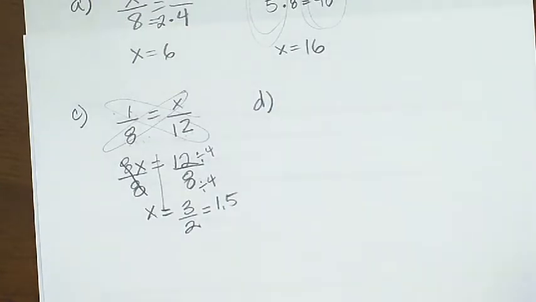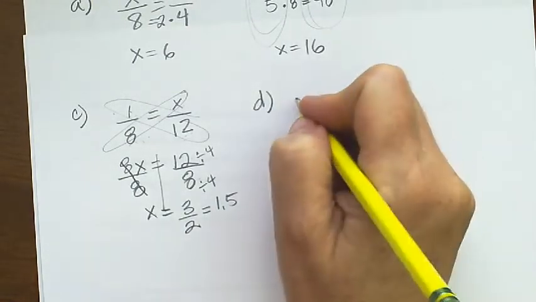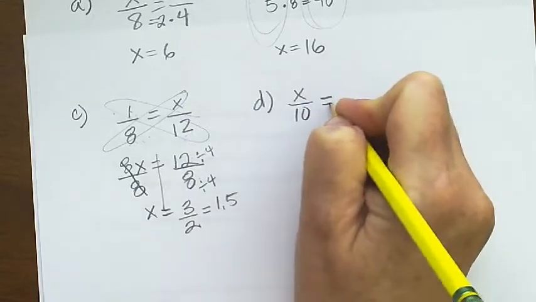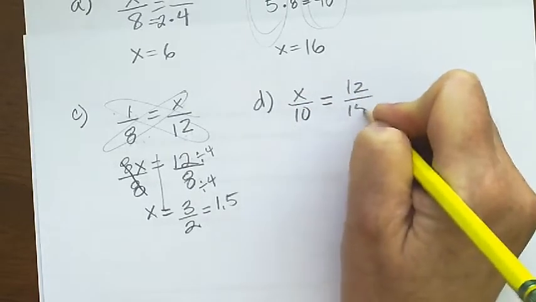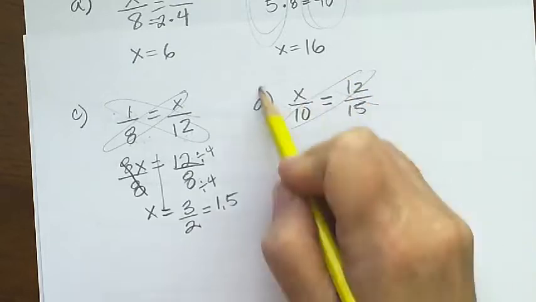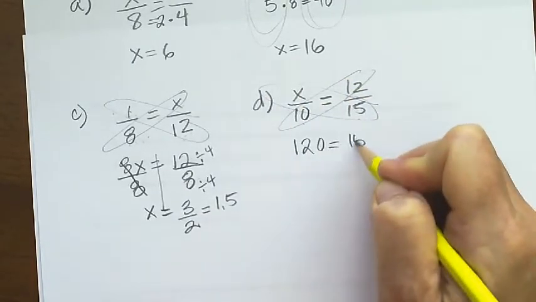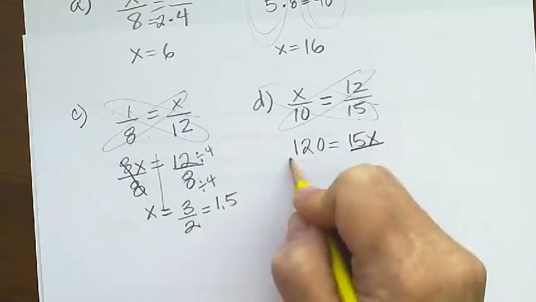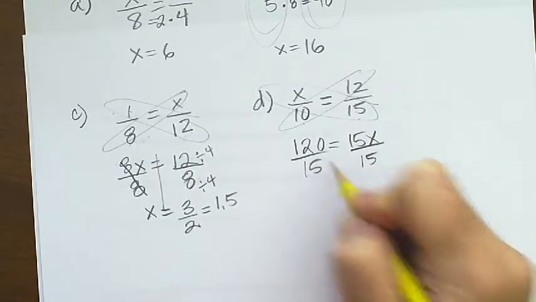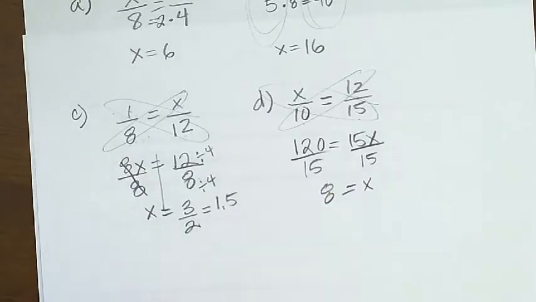Okay, D is x over 10. Same process, 12 over 15. Let's just cross multiply and divide. Not quite as easy on this one, so we get 120 equals 15x. Divide both sides by 15, so x equals 8.